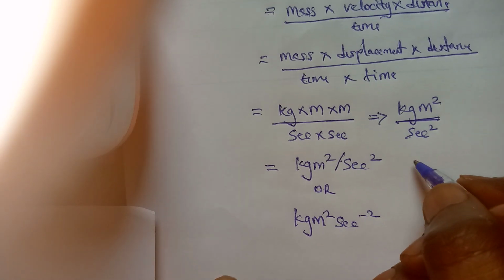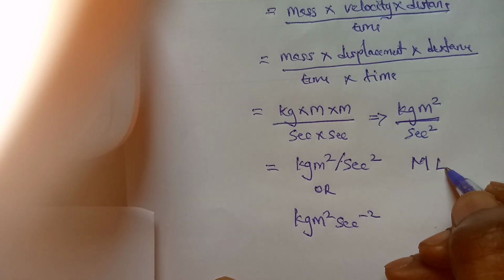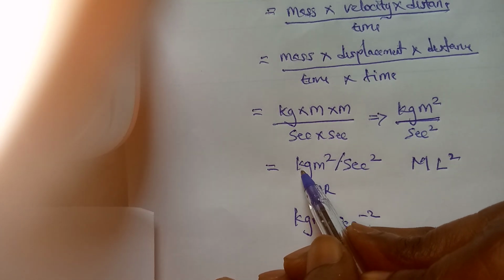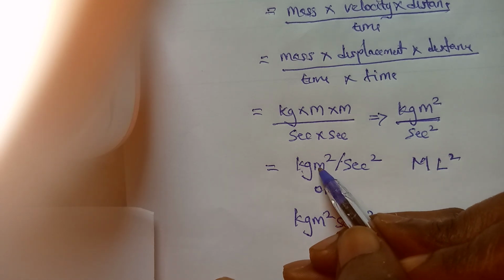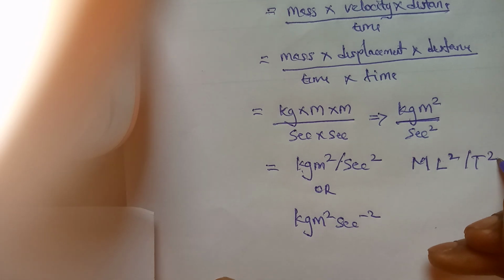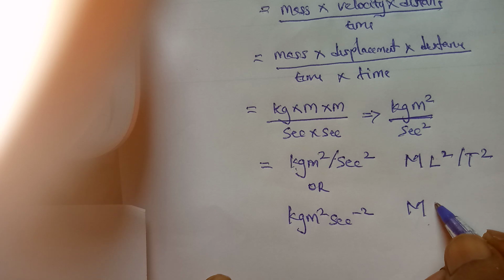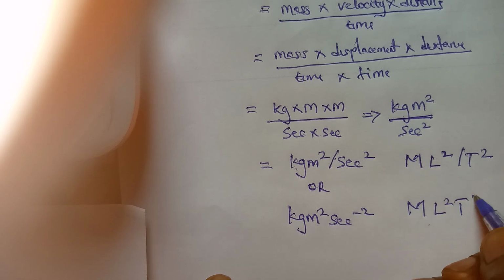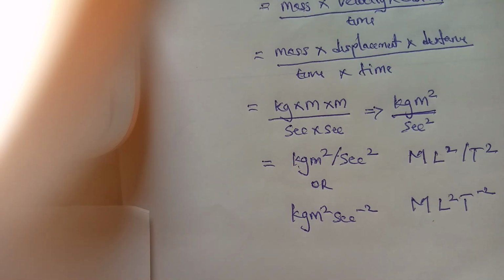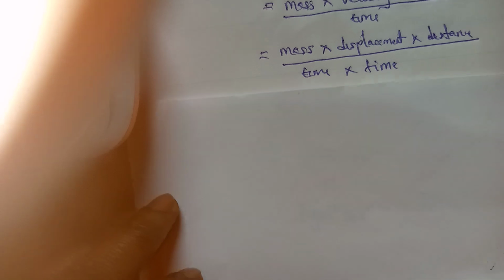I can now copy the dimension here. The dimension will now be M L squared. My kg will change to capital M, and the meter, which is m, will change to capital L. Division T squared, I can copy this again and have it like this, M L2 T minus 2. The next example that we also have here is the momentum.